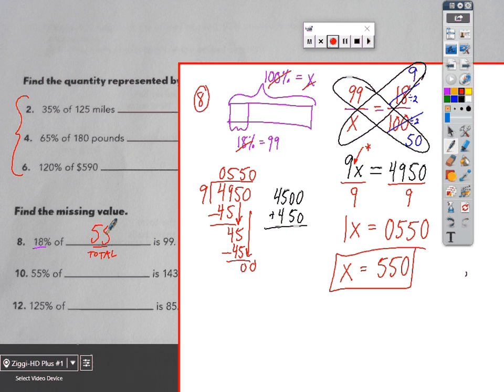550 was the total. We should probably check to see if this makes sense. If 550 is the same as 100%, well, I'm thinking about 18% being less than half of it. Well, 550, half of that would be 250 plus 25, so 275 would be about halfway. And I kind of want to divide 275 by 5 to figure out just a smaller portion of that. I'd get about 110. It seems like I'm getting really close to that 99. It seems like it's a reasonable answer to me. Great. We are ready to move on here.